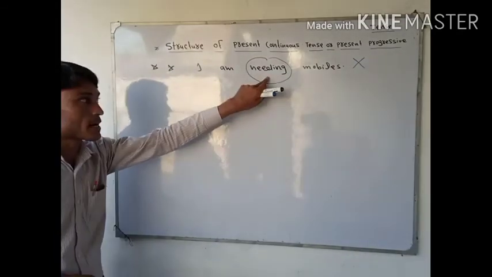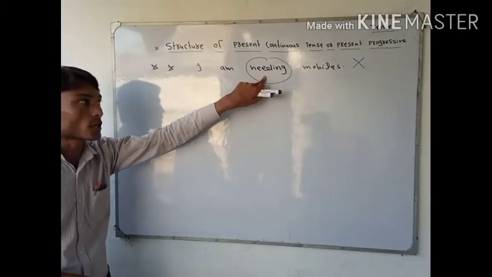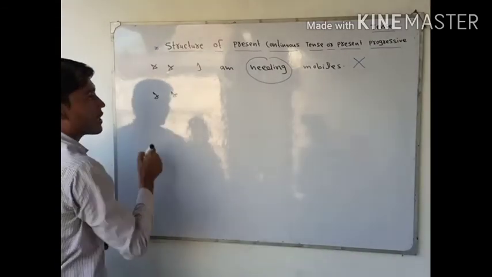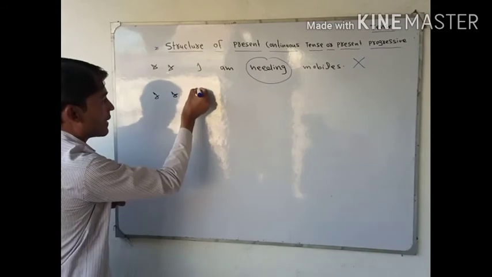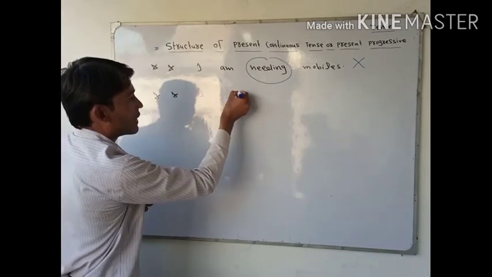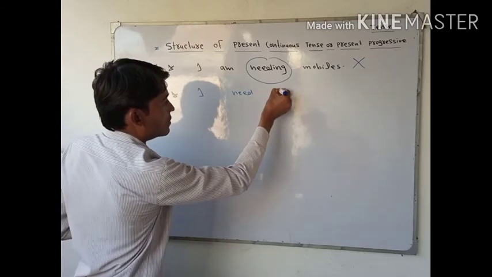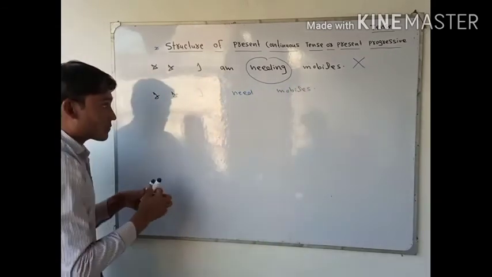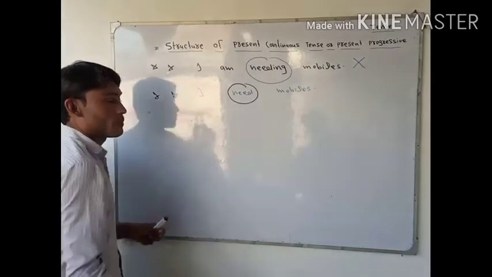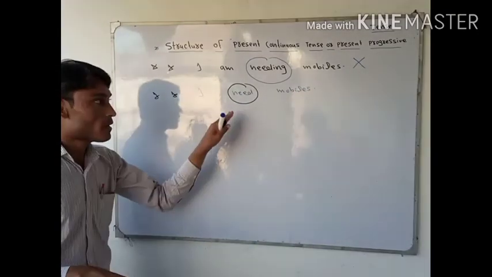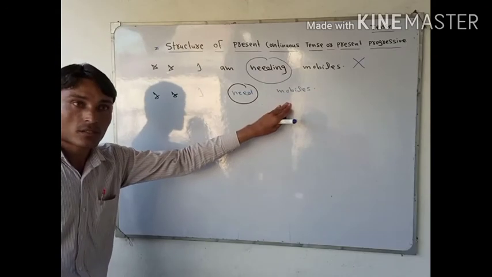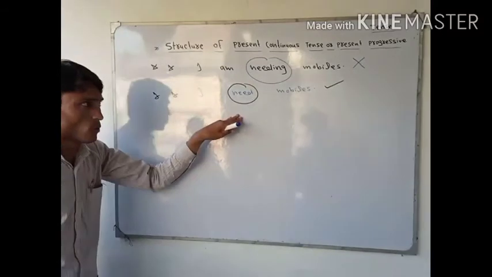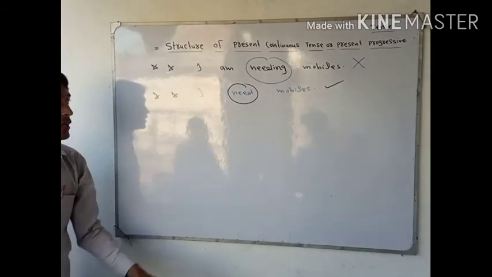If we want to use a stative verb, we should use the simple present tense. For example, I should say, I need mobiles. Then it's correct, because need is a stative verb and it can only be used in the simple present tense. And there are so many more verbs. Try to search for them and practice.